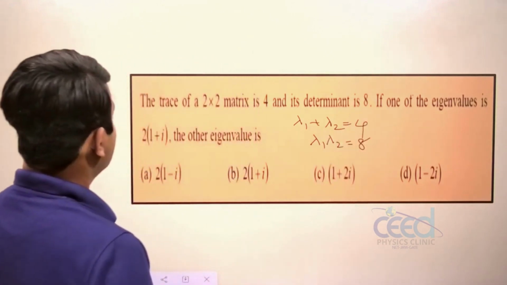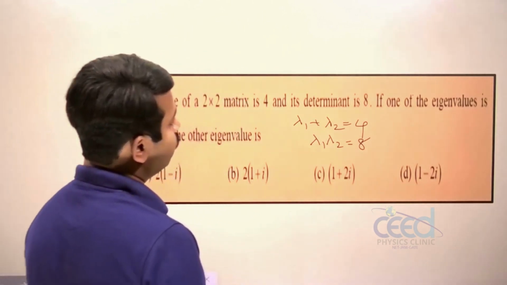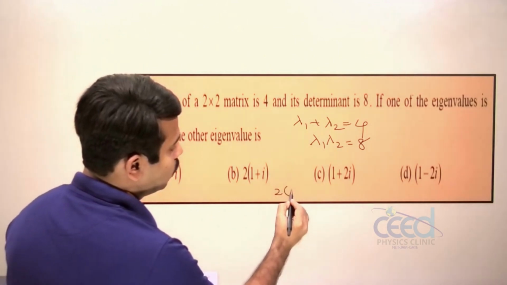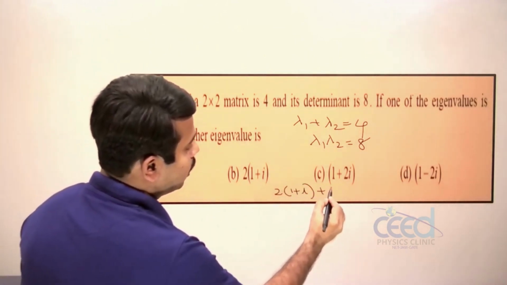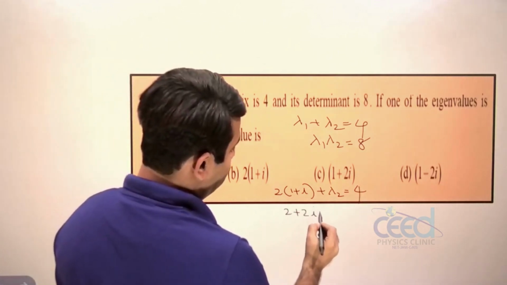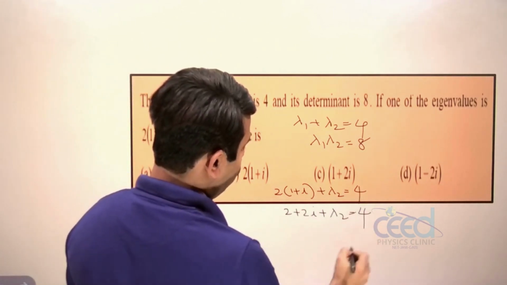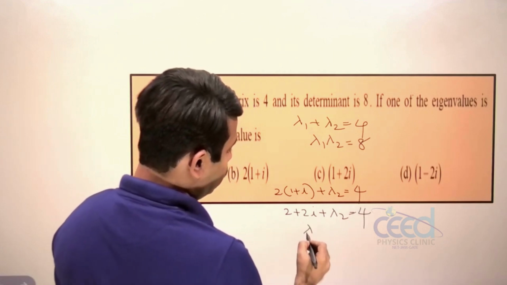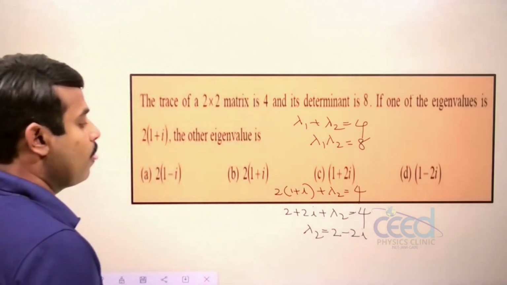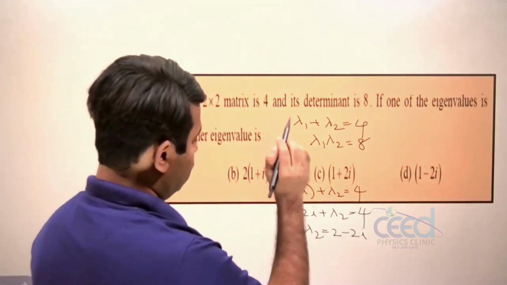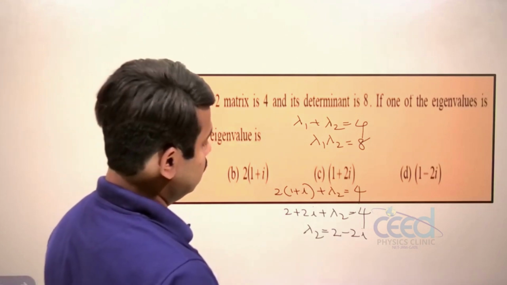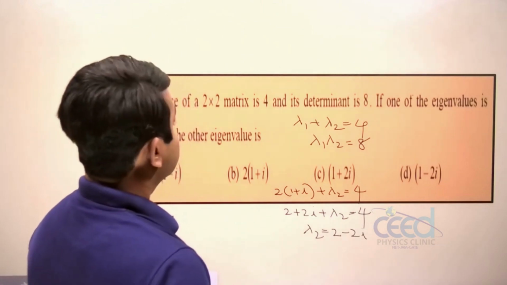One of the eigenvalues is 2(1 + i). Then lambda 1 is equal to 2(1 + i), so 2(1 + i) plus lambda 2 is equal to 4. Then 2 plus 2i plus lambda 2 is equal to 4. Then lambda 2 is equal to 2 minus 2i. So that is what we got for lambda 2, 2 minus 2i.